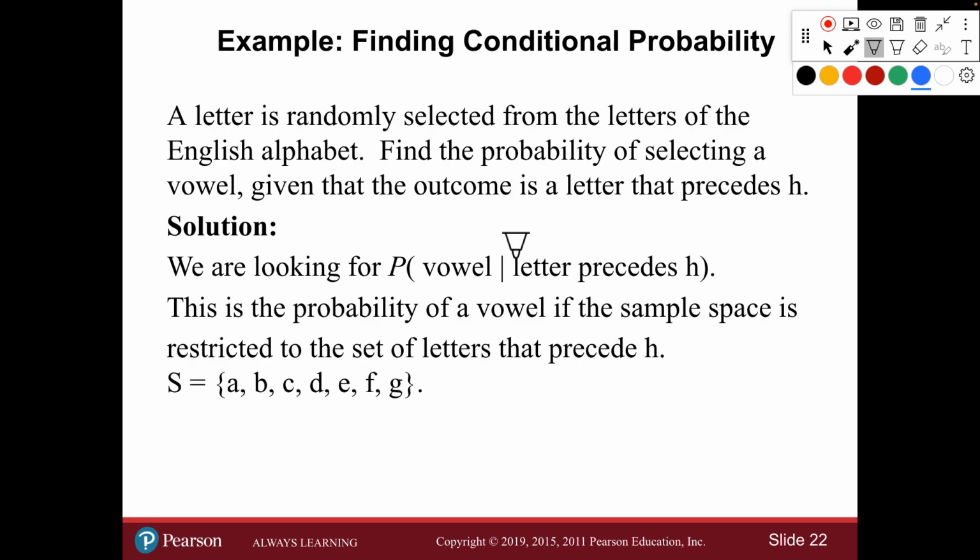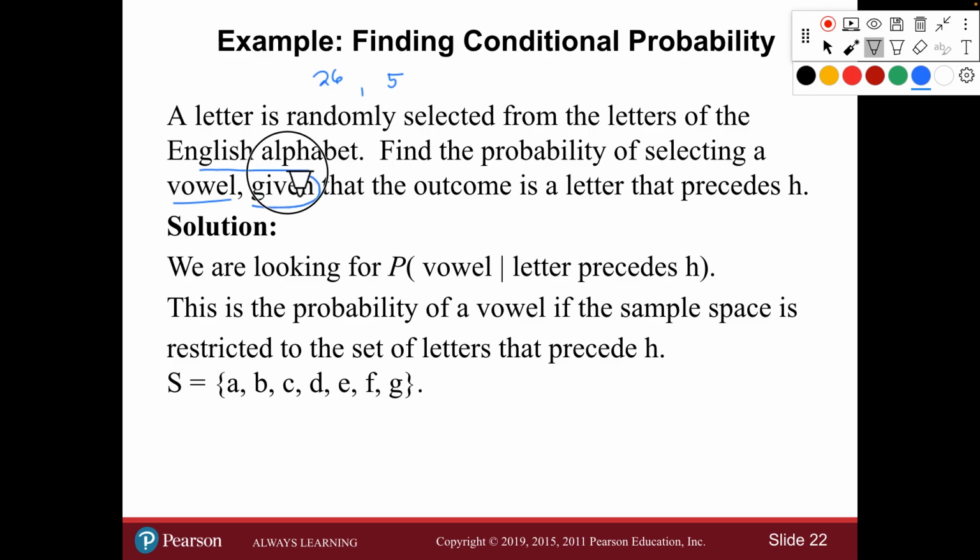So a letter is randomly selected from the letters of the English alphabet. So, how many? There's 26 letters. Okay, find the probability of selecting a vowel. How many vowels are there? Well, there's 5 vowels, A, E, I, O, U.